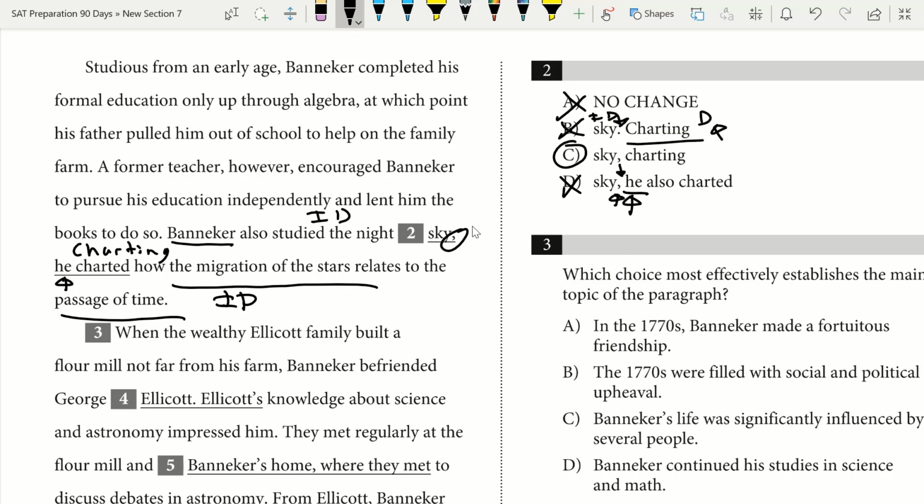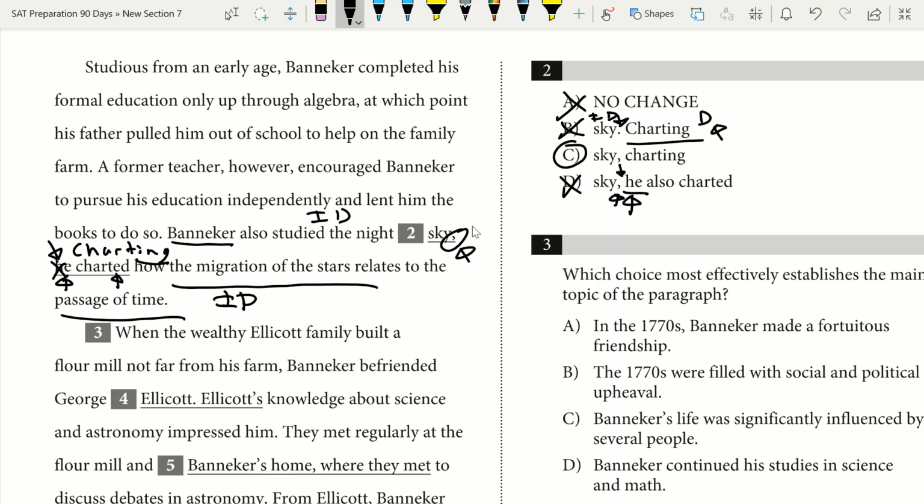After taking so many practice tests, you really start to notice things and you're able to identify things really quickly. So in this case, as soon as I saw Banneker also studied the night sky, and then I saw a subject which had already been said, we already said Banneker. We don't want to say he again because that's repetitive and redundant. And then I saw a verb. I knew immediately I was going to have to take away the subject, change the verb ending to an ing, and then use this comma here, and I'd be good to go.